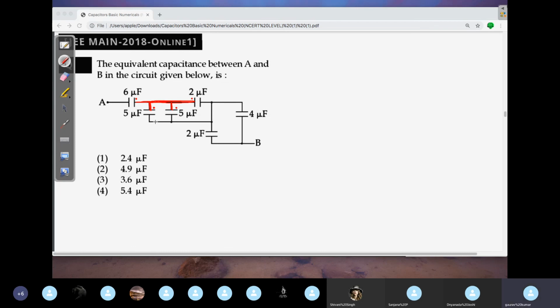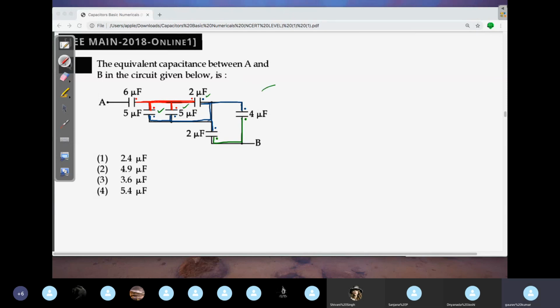Next, if you see from here, whatever the potential you have here, same potential you will have here, same potential here, same potential here. And then if you see this here, what you can see is that these three, this one, this one, this one, they are in parallel, and these two are again in parallel.